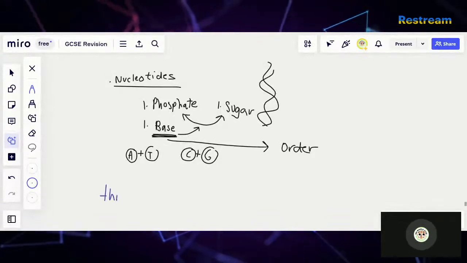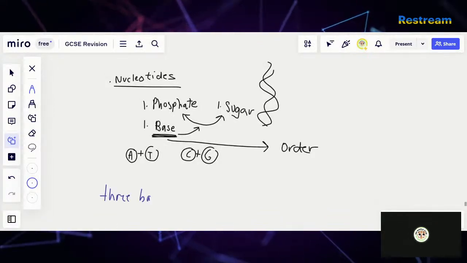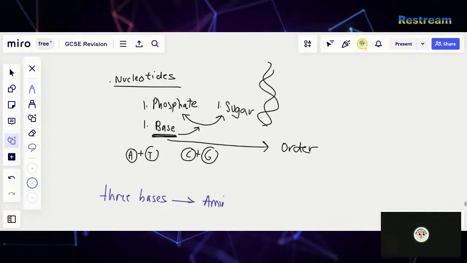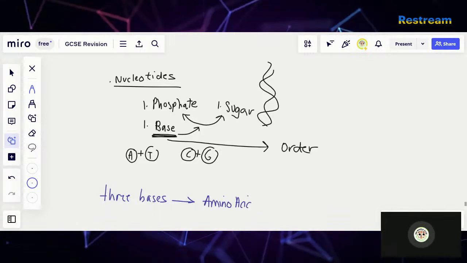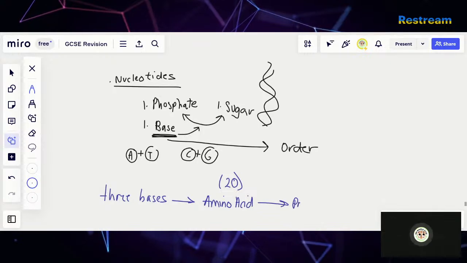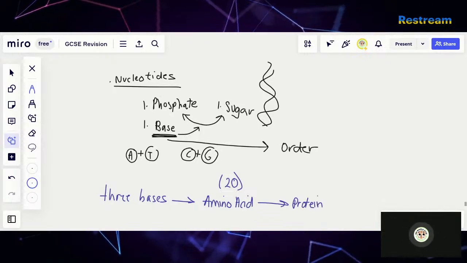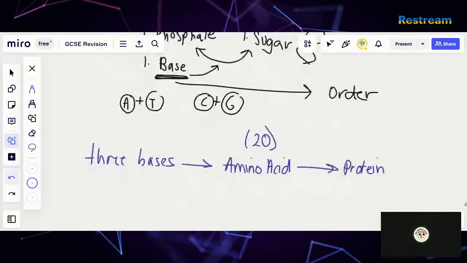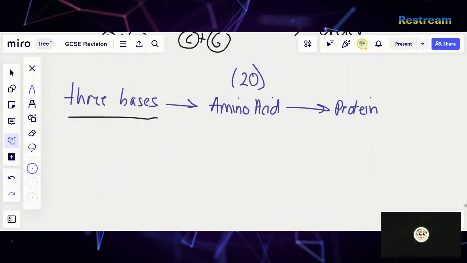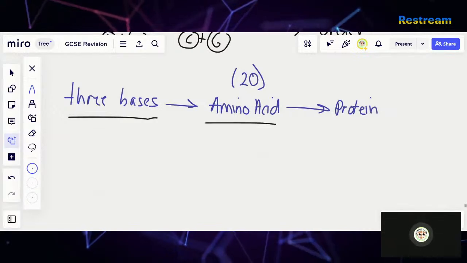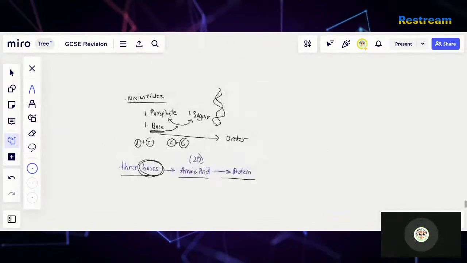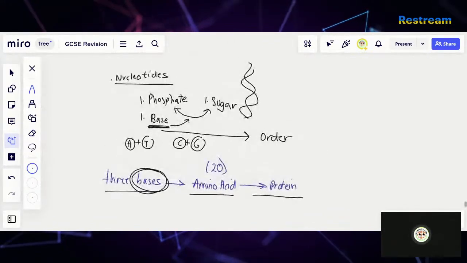So three bases form one amino acid. And we know that there are 20 different types of amino acids, and the order of this creates a certain protein. So this makes it easier now, because if we know that they're all linked, it's easier to look at this diagram and say, if the order of the three bases change, then that means that the amino acids will change, and that means that the protein will change. So it's all about the base, all about that base. You can use that song to help you remember.